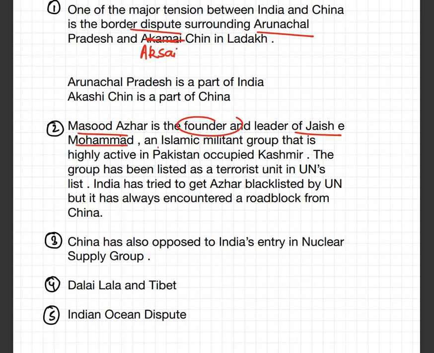So what are the major issues between India and China? First is the issue related to border dispute. Arunachal Pradesh and Aksai Chin. यहाँ पर इसको please correct कर लीजिए. This is Aksai Chin. Then we know that Masood Azhar, who's the founder and leader of Jaish-e-Mohammed, also involved in 26/11 attacks in India. Basically, India is trying to blacklist Masood Azhar on the UN list.